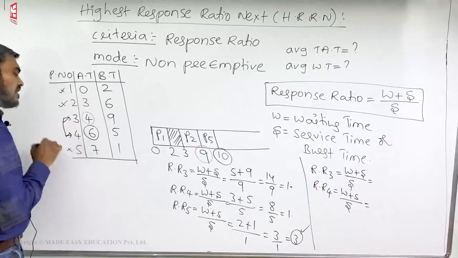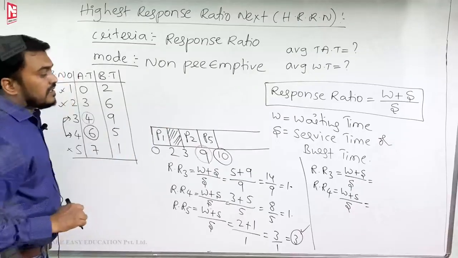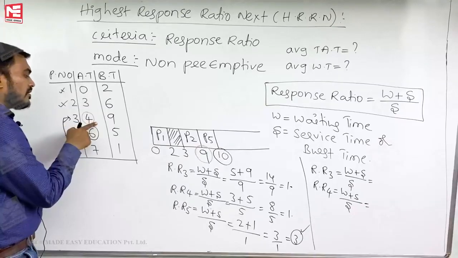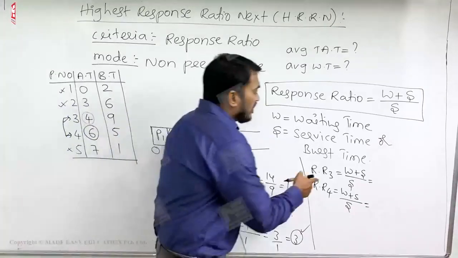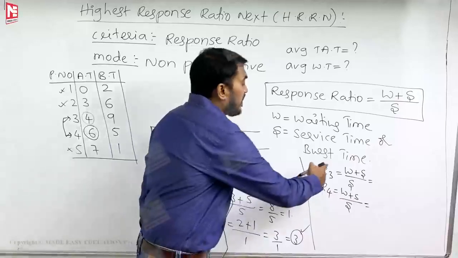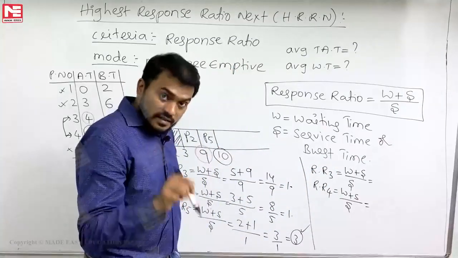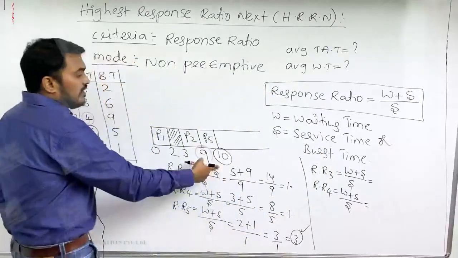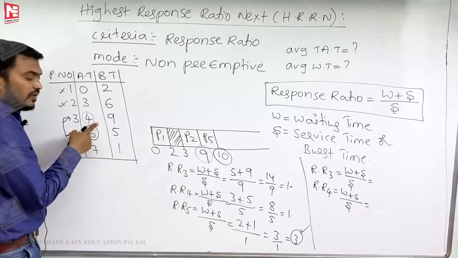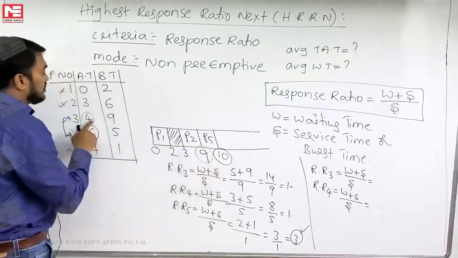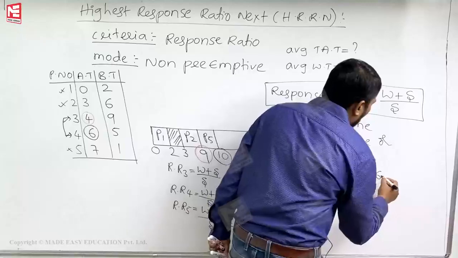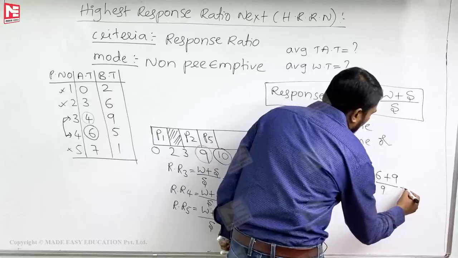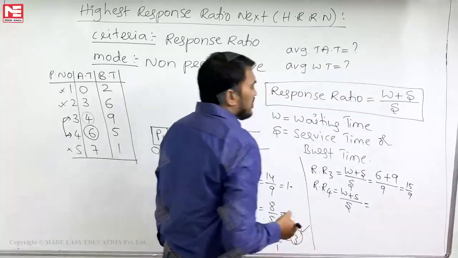So P3 and P4. So calculate the response ratio again according to the present time. Okay, what is the present time? 10. Now P3 is coming at what time here? P3 comes at time 4. So I am calculating the waiting time of P3. Listen carefully. Remember, waiting time according to present time. I told you already. Present time is 10 and P3 is coming at 4. So what is its waiting time? 10 minus 4, that is 6. 6 plus 9, so 9 is the burst time. So this is 15 divided by 9. Okay, correct.